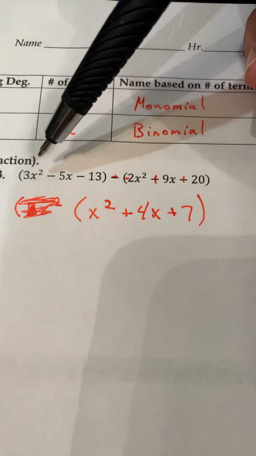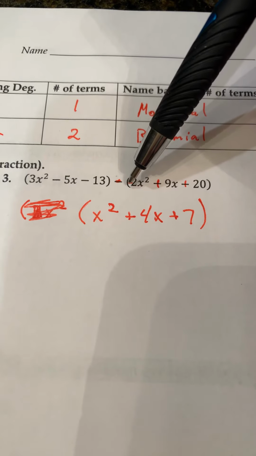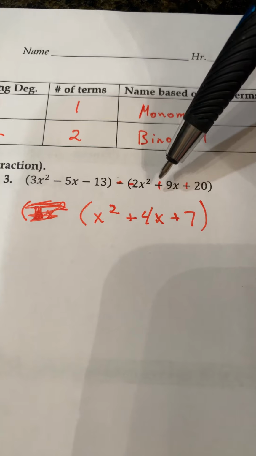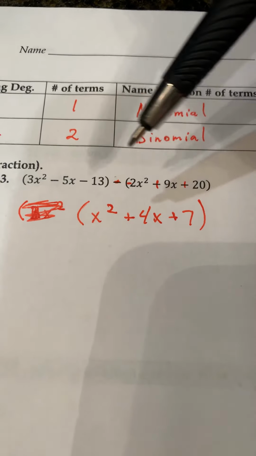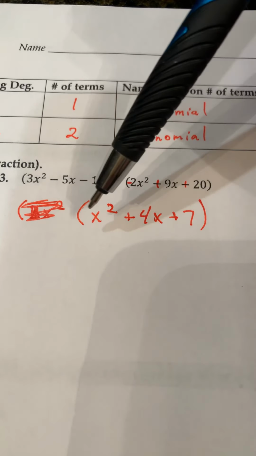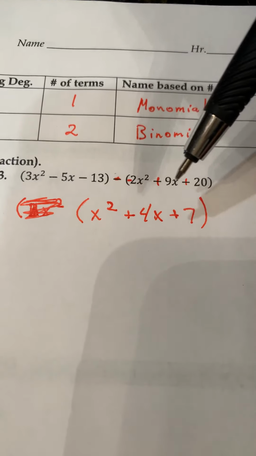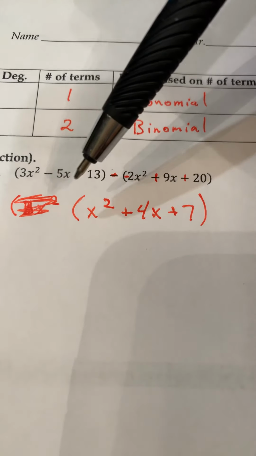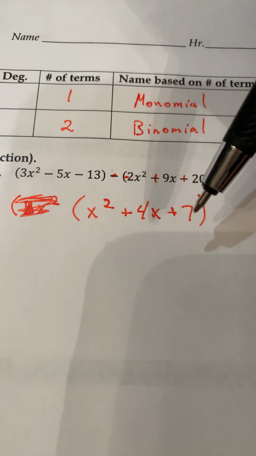On this, since you have a minus sign here, you put a negative sign in front of each one. This was minus, now it's plus. It was minus 20, now it's plus. So you have 3x squared minus 2x squared, which is just 1x squared. And then you have a minus 5x plus a 9x, which makes 4x. And then you have a minus 13 plus 20, which equals plus 7.